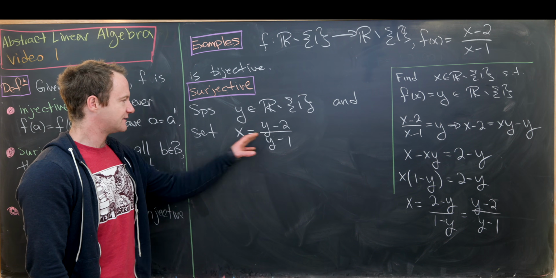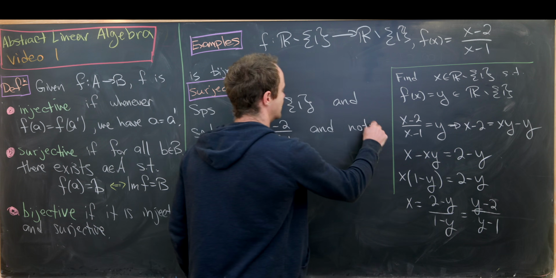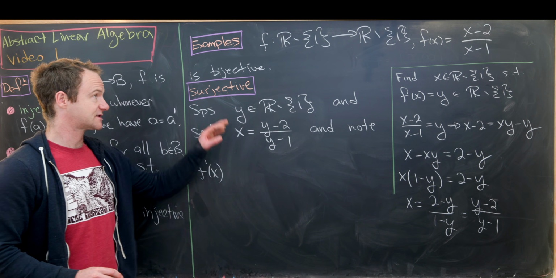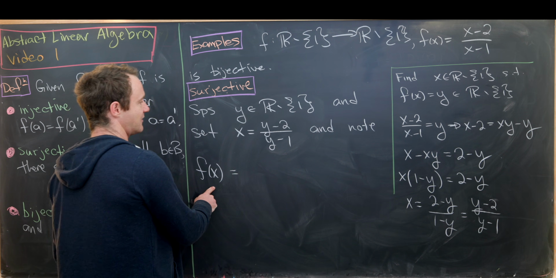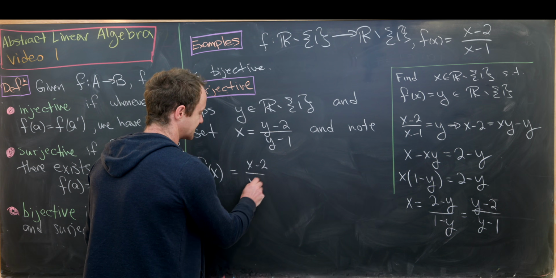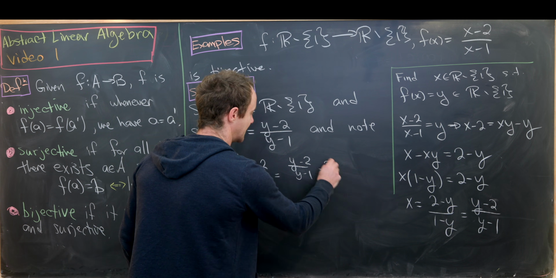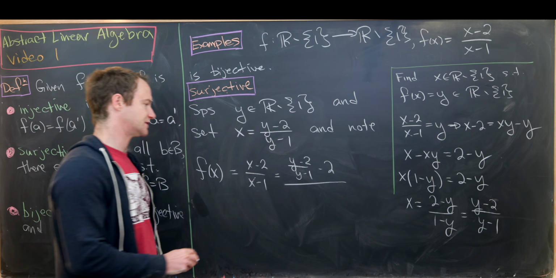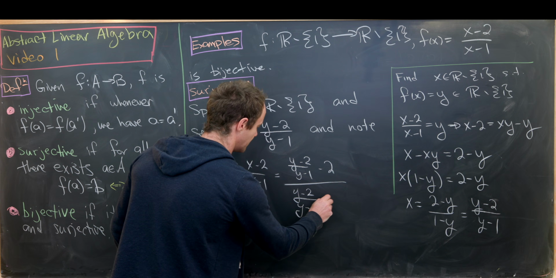Okay, so now that we've set x equal to this, we'll notice that if we evaluate this value of x with our function, we should get y. So let's see that. We have f of x equals (x - 2)/(x - 1), but that's going to be ((y - 2)/(y - 1) - 2) over ((y - 2)/(y - 1) - 1). Again, replacing all of the x's with (y - 2)/(y - 1).